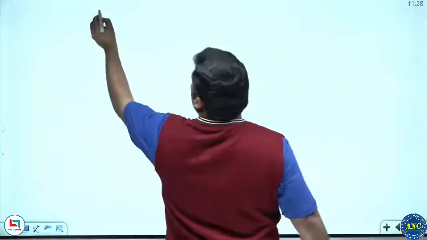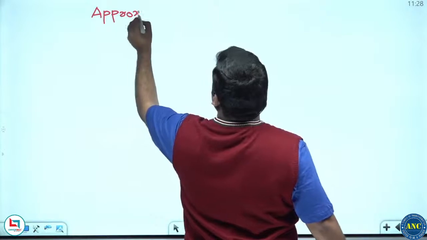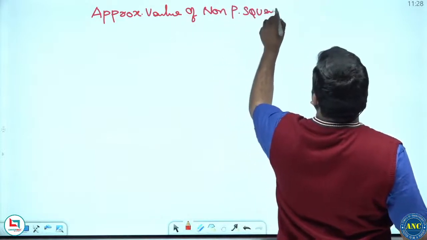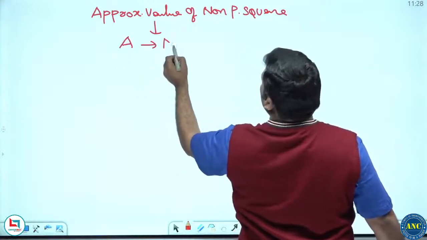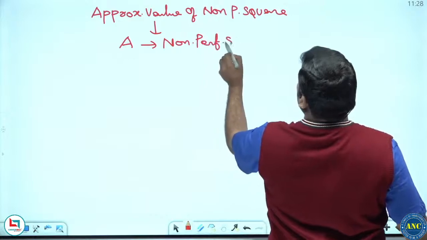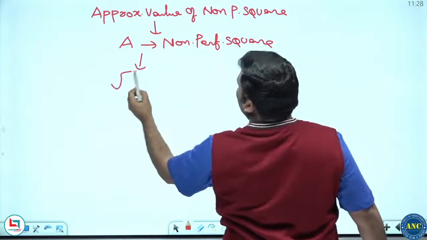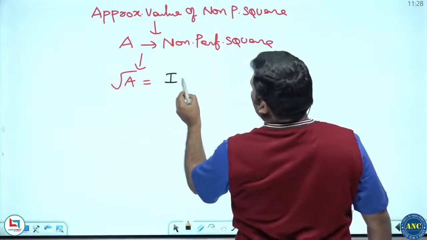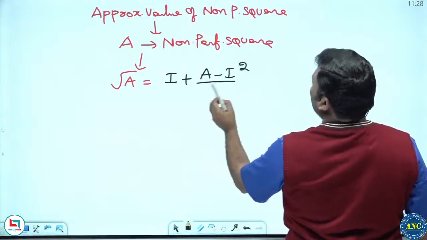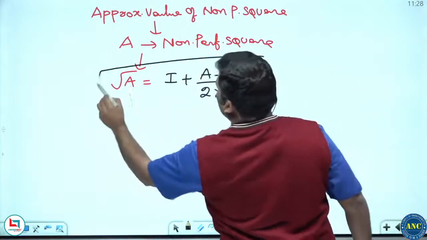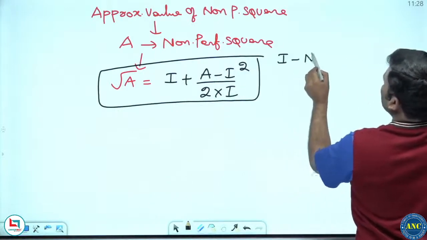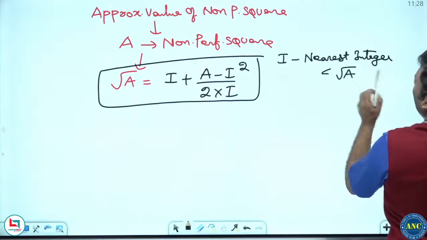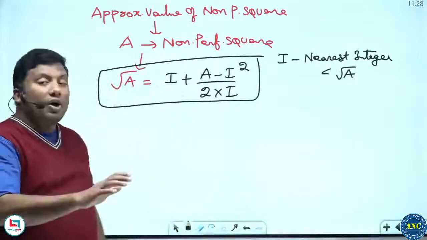Now we will solve multiple problems. So what is the concept? The approximated value of a non-perfect square. If A is a non-perfect square and I want root of A, what will be the answer? The answer is nothing but I plus (A minus I square) divided by 2 into I, where I is the nearest integer just less than root of A. I hope the concept is clear.